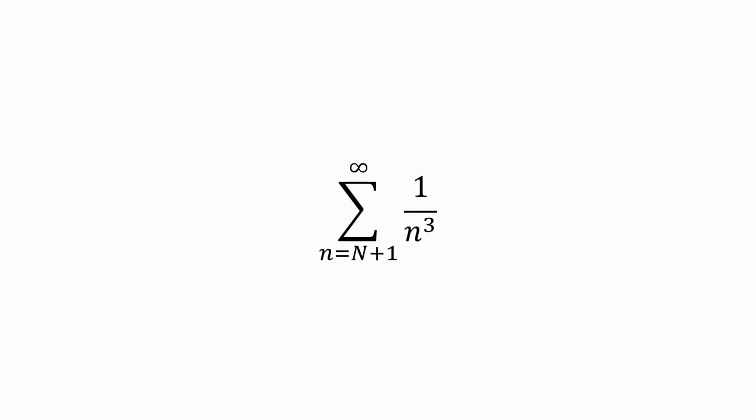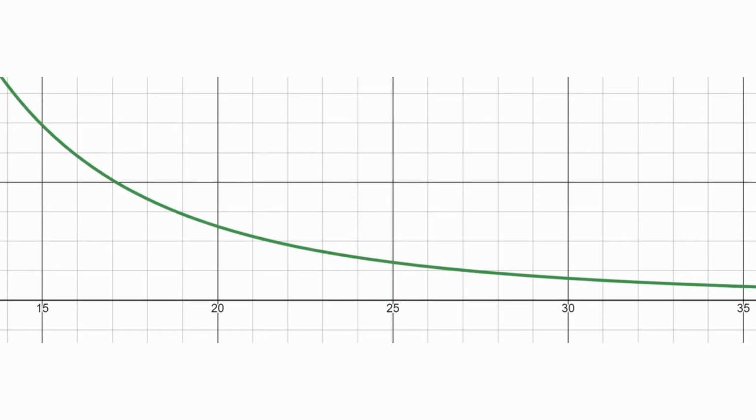What we would like to have is an easier to work with approximation of this error. Fortunately, this is quite easy to do, thanks to the fact that the function 1/x cubed is decreasing, and that it's an easy function to integrate. Considering the graph of 1/x cubed, note that the x and y axes here have very different scales.